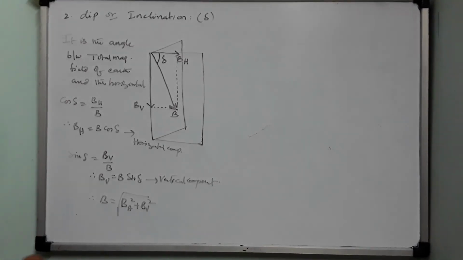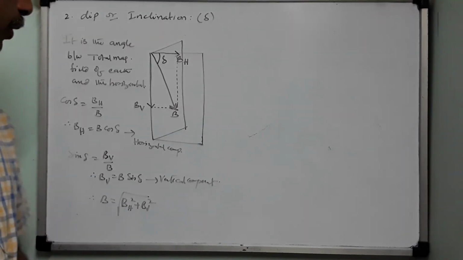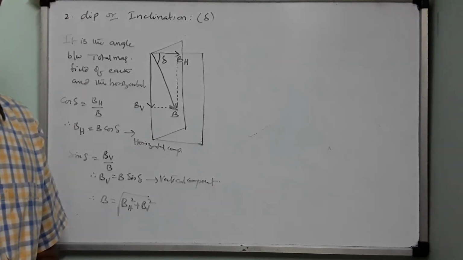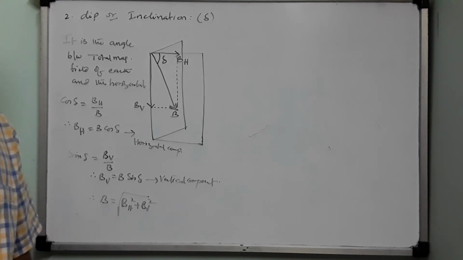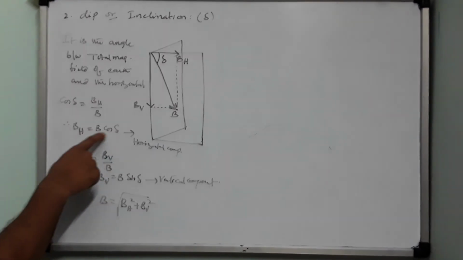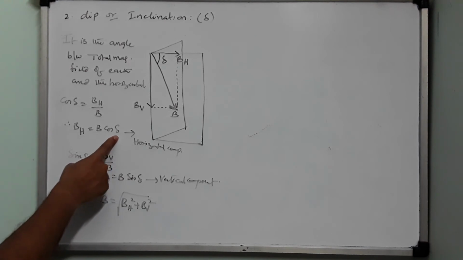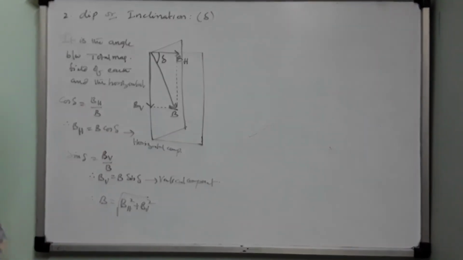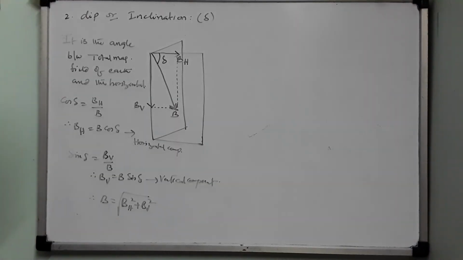At a particular place, the dip or inclination is found to be 60 degrees, where the magnetic field is 0.4 Tesla. What is the Earth's horizontal magnetic field? So BH equals B cos delta. B is nothing but 0.4 cos delta. Cos 60 is 1 by 2. So you will get what? 0.2 Tesla. Okay.